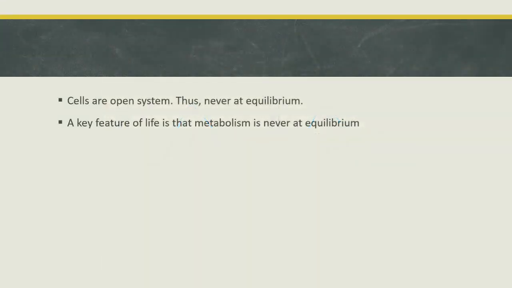Cells are open systems. I hope you remember the definition of an open system, and that it is never at equilibrium. This is such an important thing, because if something is at equilibrium, there's nothing happening in there. If you have a pencil that is at equilibrium, the pencil is not moving, so you have no way to carry on any process. But cells are not at equilibrium. A key feature of life is that metabolism is never at equilibrium, because this seeking of equilibrium is sometimes the force that moves some reactions.